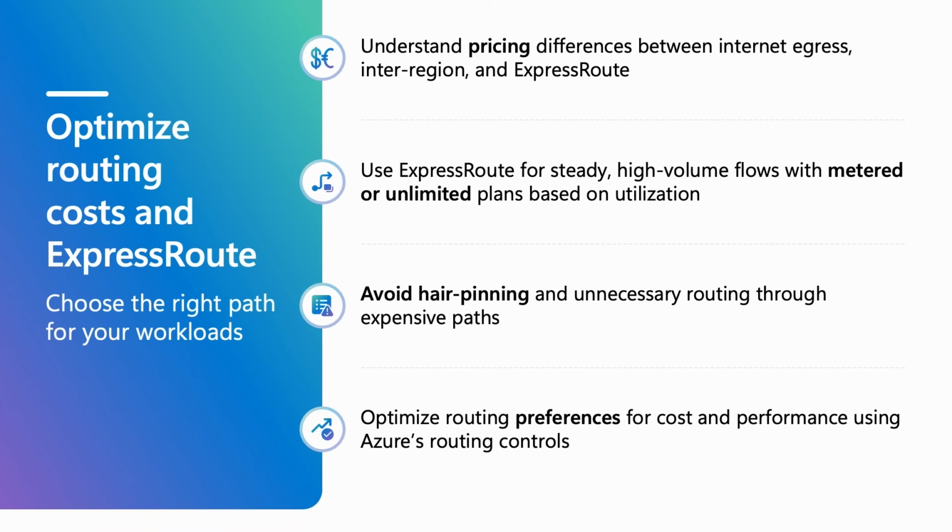Optimize routing preferences for both cost and performance. Azure provides routing controls that let you fine-tune how your traffic moves across the network. By adjusting these preferences, you can strike the right balance between cost savings and application performance. Choosing the right routing strategy can have a major impact on your Azure networking costs.